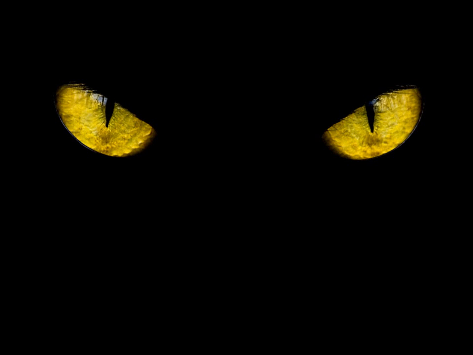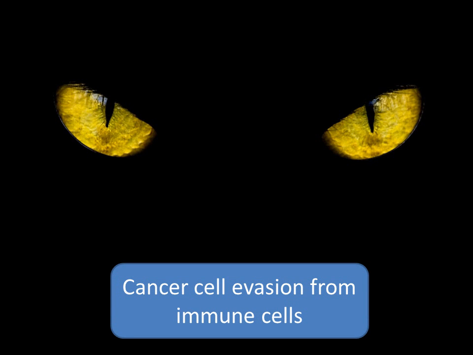Now, let's move on to how cancer cells evade from immune cells. Cancer cells are scary and clever. They are often asymptomatic until they are hard to treat. They stay low as they can, growing in numbers, until they are ready to take over the body.